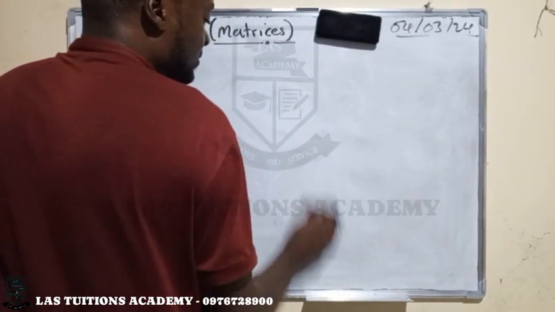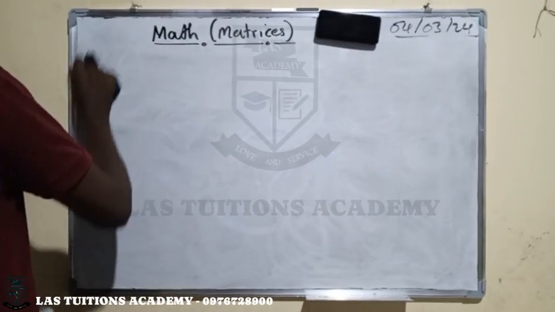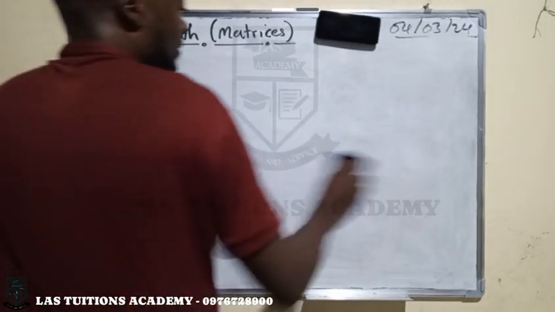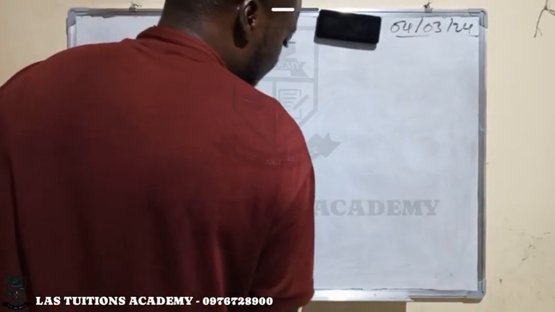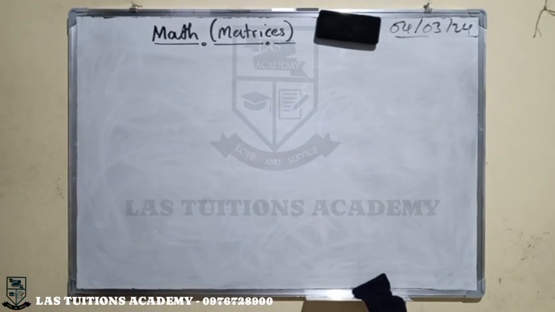Otherwise, with matrices, we are done. This is all we can discuss about matrices. You need to know how to find the inverse. You need to know how to find the determinant. You need to know how to use Cramer's rule. Yeah, so that's what you need to know.